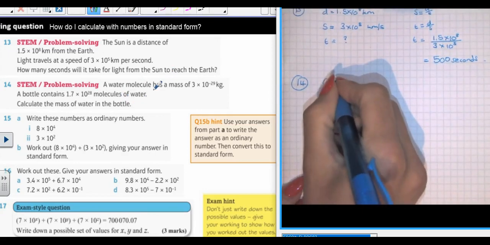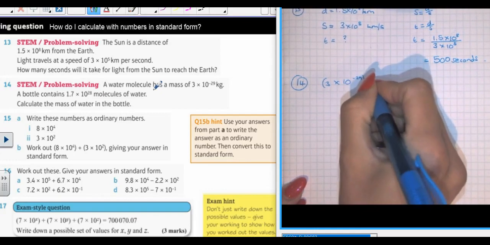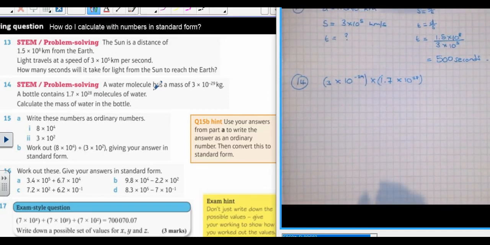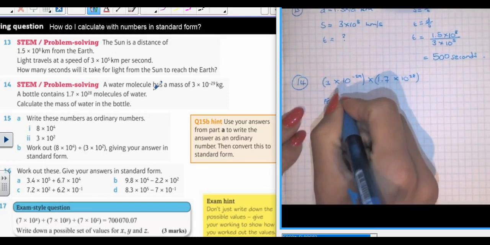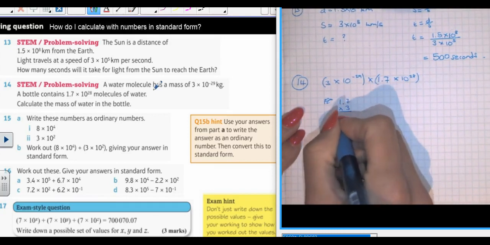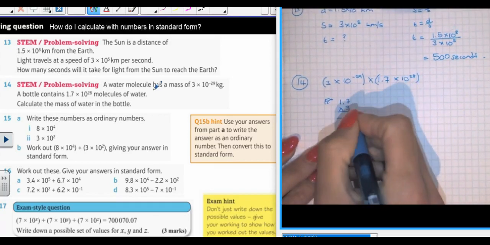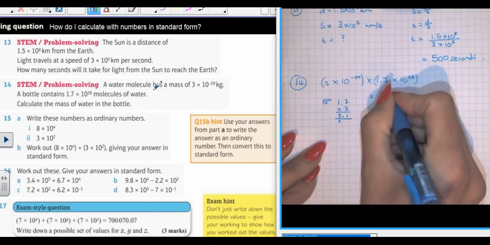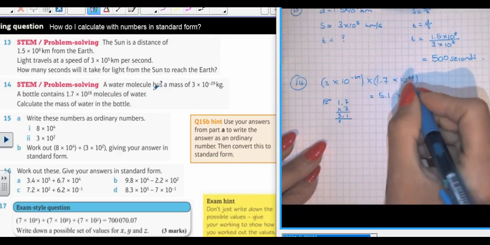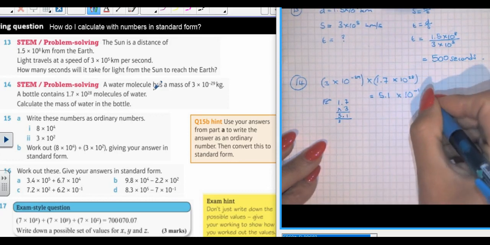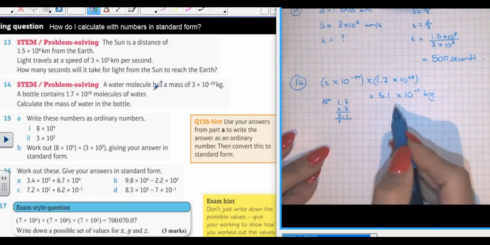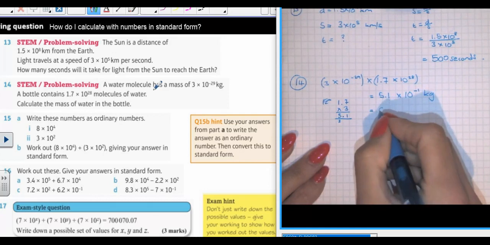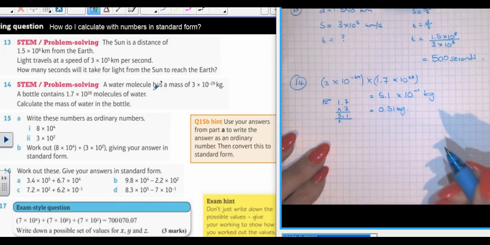I'm going to do 3 multiplied by 1.7. This is not a calculator question. I'm going to do 1.7 multiplied by 3. 3 times 7 is 21, 3 multiplied by 1 is 3, plus 2 is 5, so that's 5.1. Negative 29 plus 28 is negative 1. Makes sense to just write this as an ordinary number. It doesn't ask that, but it makes sense. Divide by 10 once, 0.51 kilograms.